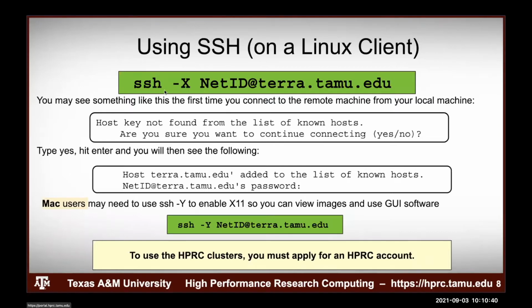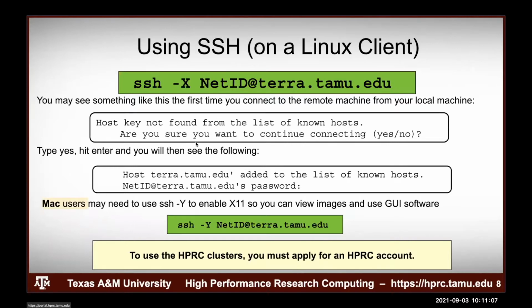This is the syntax: ssh -X, and then your net ID, and then the @ and then the host name. So in this example, this person says, I want to SSH connect as Dylan, or net ID, at terra.tamu.edu. This is the host name. So Grace is going to be grace.tamu.edu.